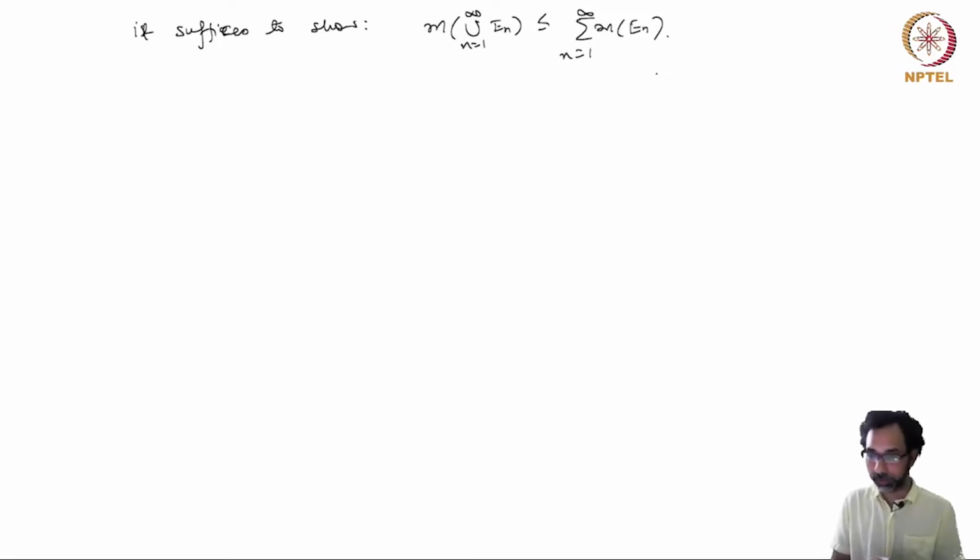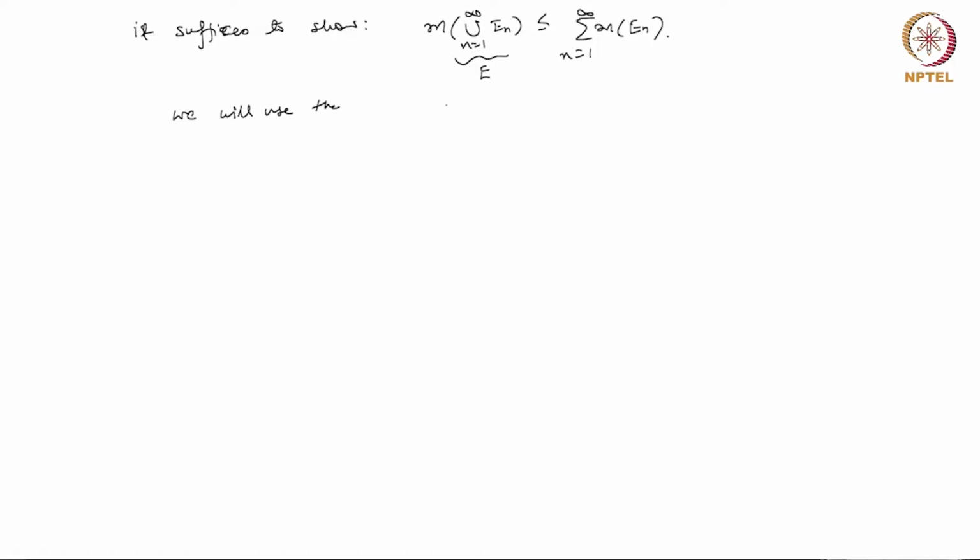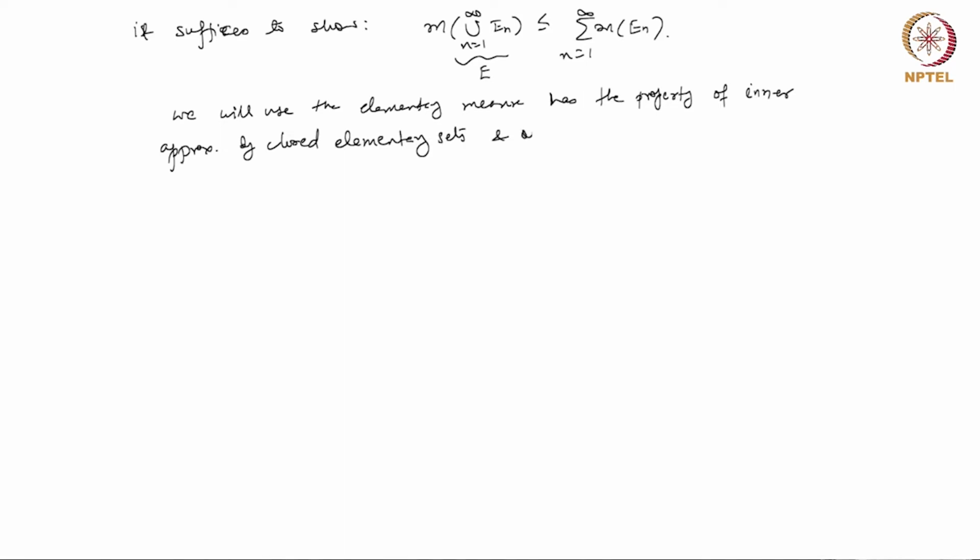So to do this, we proceed as follows. Let me denote this set by E. We will use the fact that the elementary measure has the property of inner approximation by closed elementary sets, and outer approximation by open elementary sets.